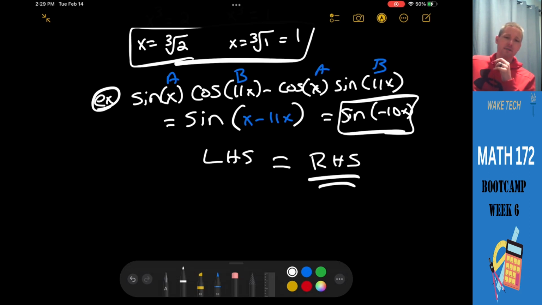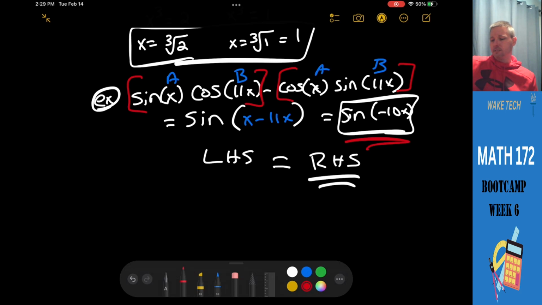The point isn't to be quick per se. There's frequently multiple identities you can use. But noticing that it's the right-hand side of that difference formula is a fair bit quicker. If you wanted to use the product to sum, you're going to do a product with this group and a product with that group. Then half of your terms are going to end up canceling when you combine them. And you're still going to be left with the sine of negative 10x at the end of it, which is totally fine.